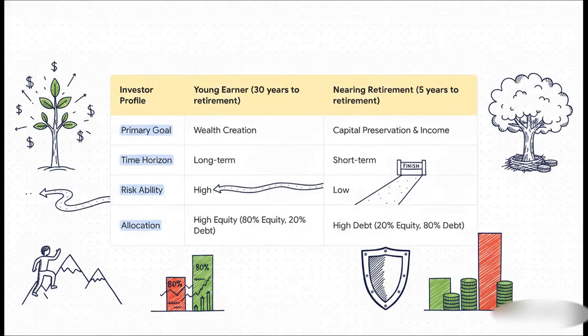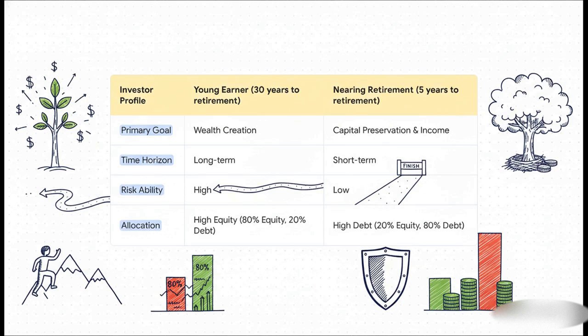This slide paints a really clear picture with two classic examples. On one side, you have a young earner, maybe 30 years away from retirement. What's their main goal? Wealth creation. They've got a long time horizon, so their ability to take on risk is high. For them, a typical allocation would be aggressive, something like 80% in equity and 20% in debt.